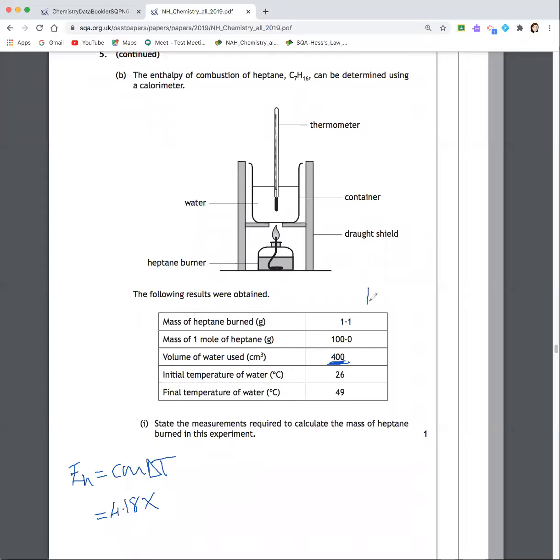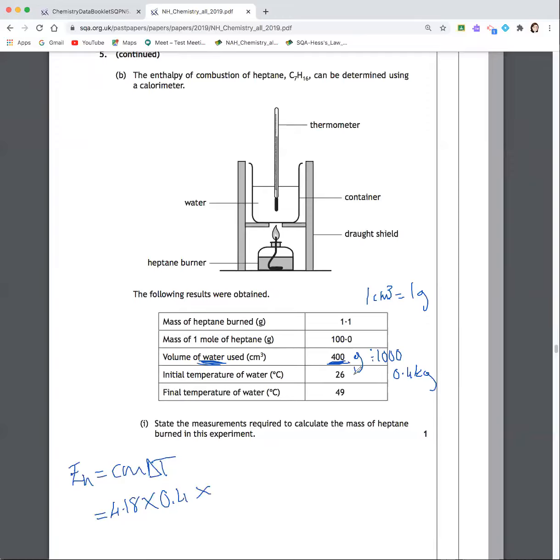1 centimetre cubed of water weighs 1 gram. So that would be 400 grams of water, but you need it in kilograms. So you divide it by 1,000, and that gives you 0.4 kilograms. So that's the mass of water. It will also give you the mass of heptane, but you don't need that in this part of the calculation. You use that later, so don't let that confuse you. For Eh equals c m delta T, it's always the mass of the water that you need. So that would be 0.4.